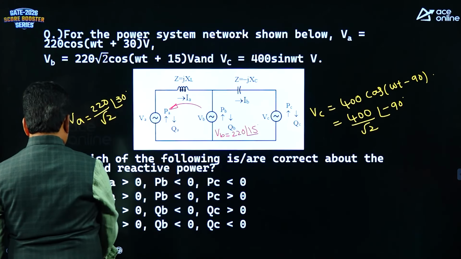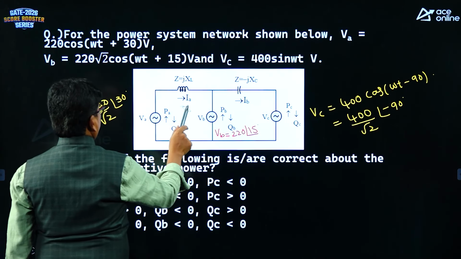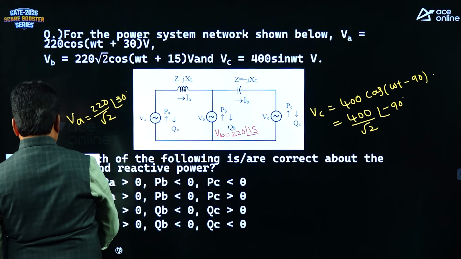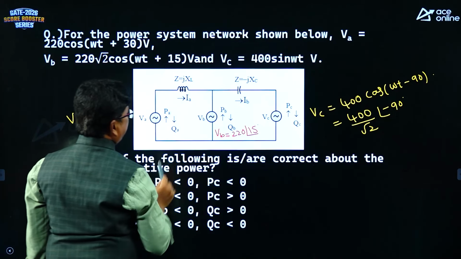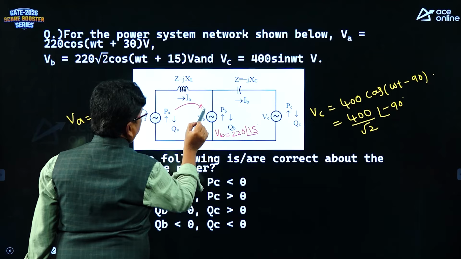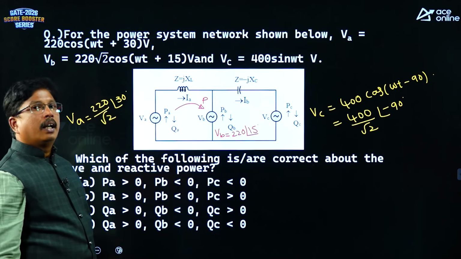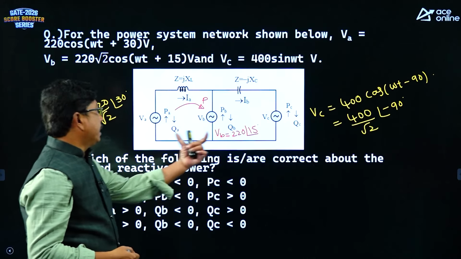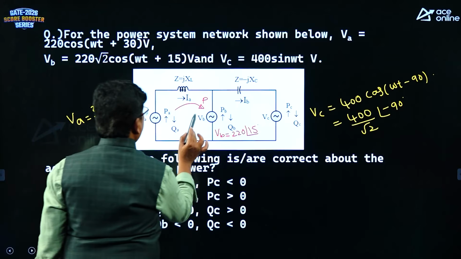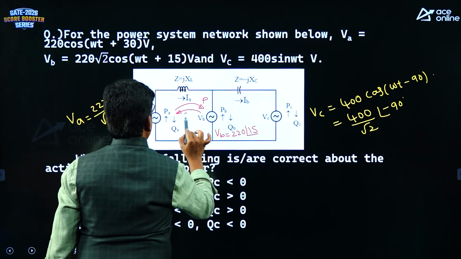High delta to low delta. This is 30 degrees. This is 30 degrees. This is 15 degrees. This is the direction of the active power. High delta to low delta. Reactive power flows from high voltage to low voltage. Here it is 220. Here it is 220 by root 2. This is the direction of the reactive power.